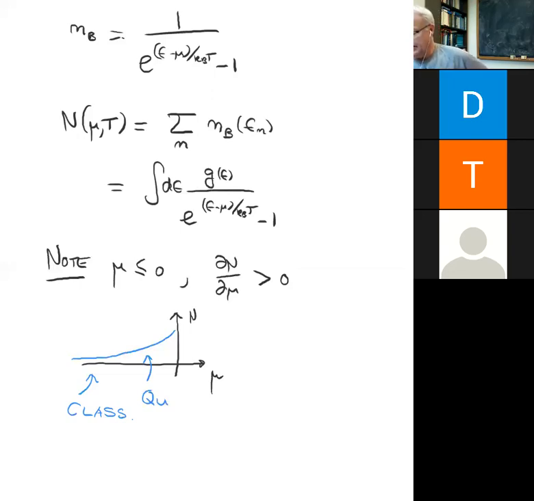So as you see from this plot, the potential issue with this expression is that there appears to be a maximum number of particles. And so you can just find what that number of particles is by setting the chemical potential to 0. So that's the largest it can become. And so we can just see what the number of particles is in that limit.